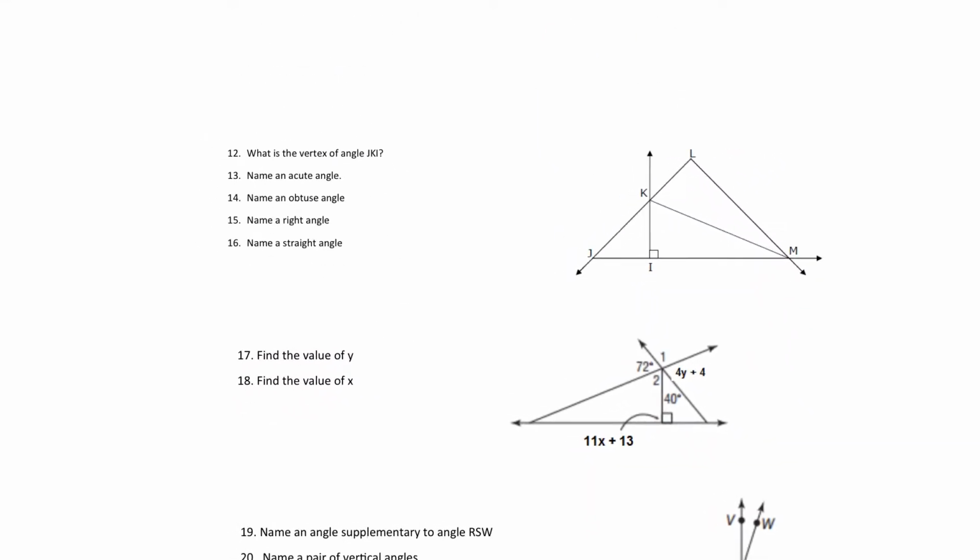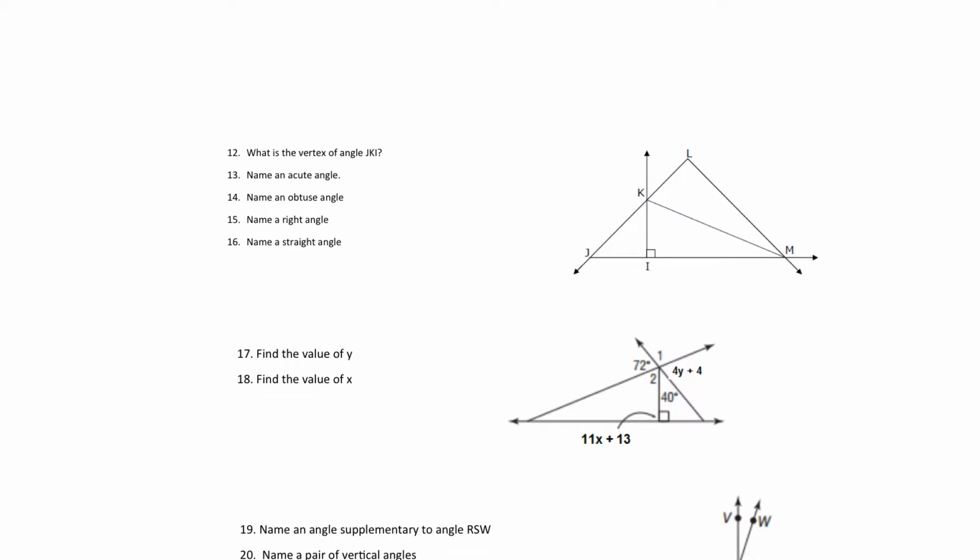What is the vertex of angle JKI? Okay, point K. Okay, name an acute angle. JKI, that'll work. KJI would work as well, yep. Somebody have anything different? Another acute angle? Okay, KMI would work as well. LMK would work. Okay, good.